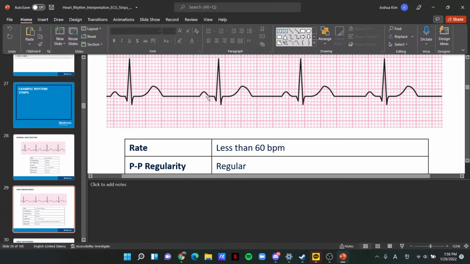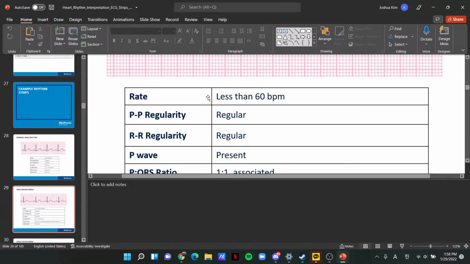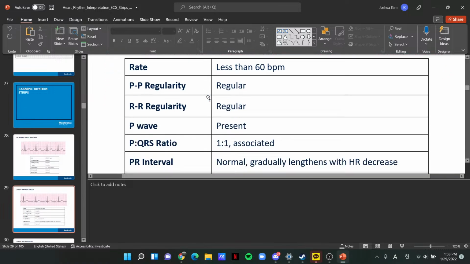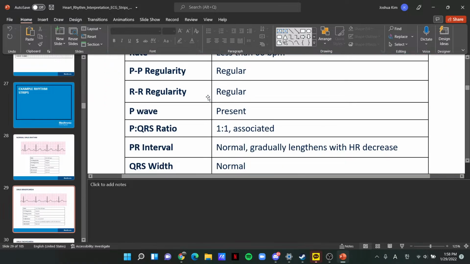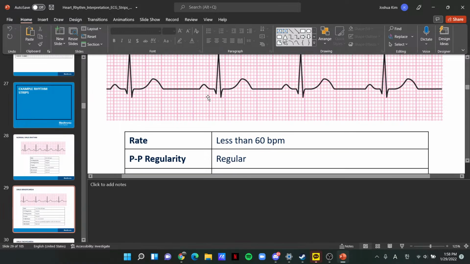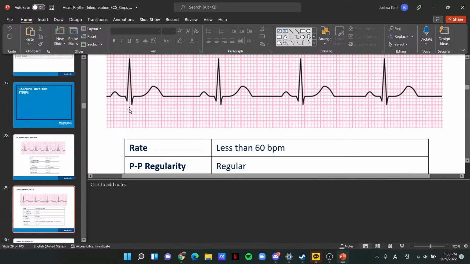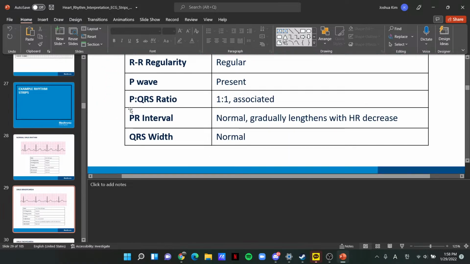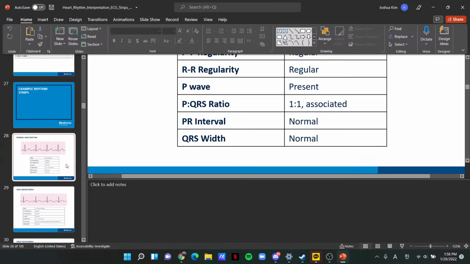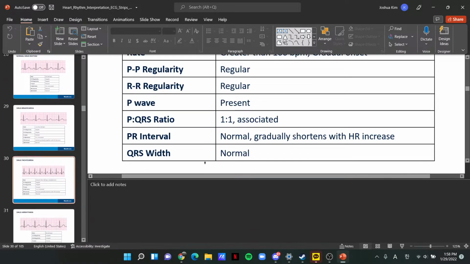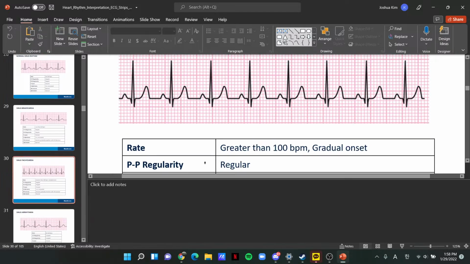PP regularity, yes. The P wave is present. There is one. P regularity. QRS was normal, roughly 2 boxes, 80-ish. You don't want the QRS to be larger than 30 boxes. Definitely short.